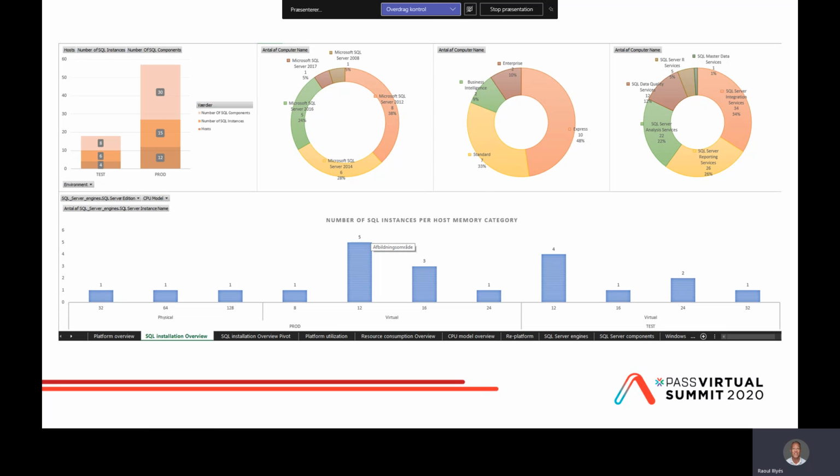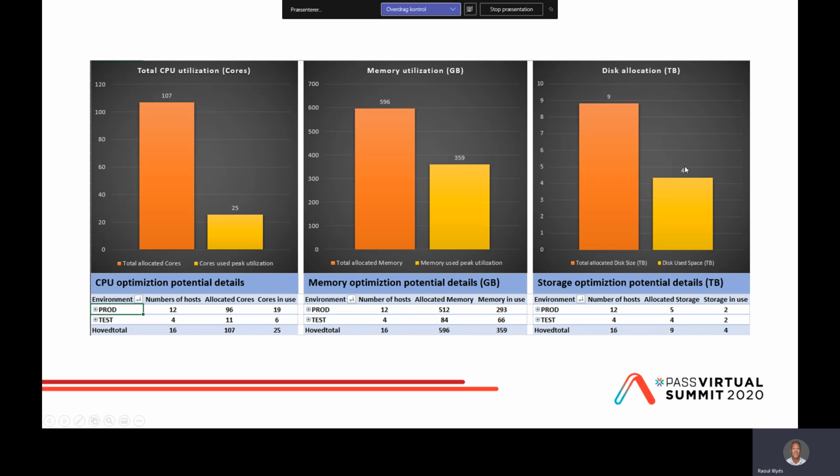Again, this is one of the key points why it's so important that you have your metadata collected and in check before you start doing anything. And finally, here's an example of the utilization perspective. This is divided into three different categories. We have CPU utilization, we have memory utilization, and we have disk utilization, or disk allocation.